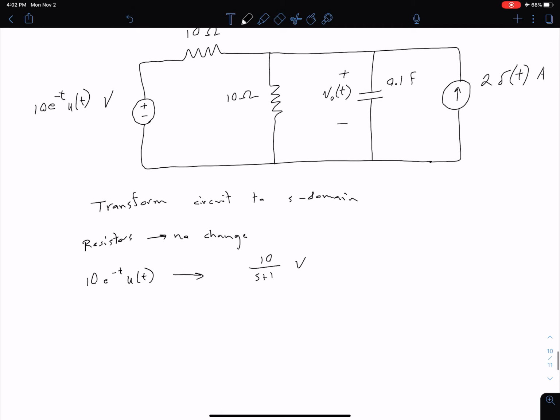Now for our other source on the other side, we have 2 delta of t, and our Laplace transform of delta is just 1, so this just goes to 2 amps.